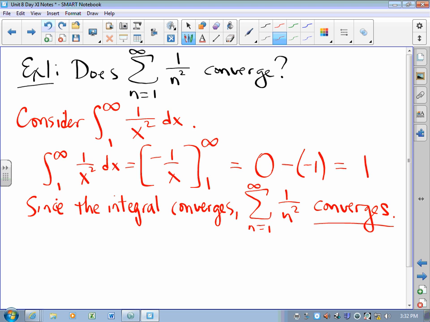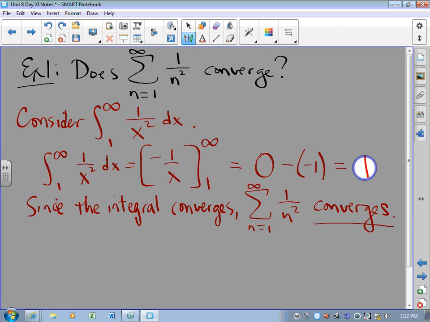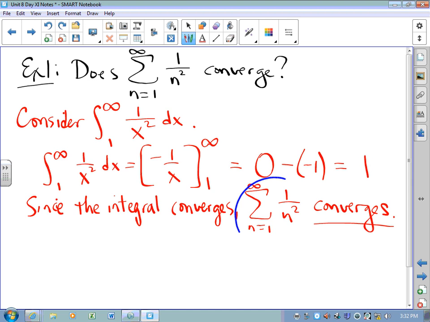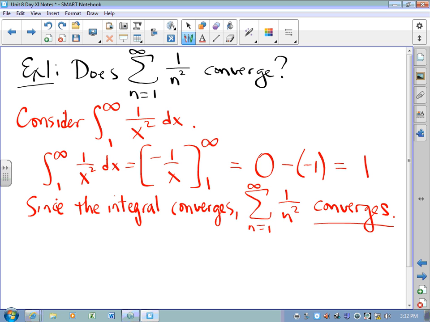I will point out here, it's a pretty big deal. 1 is the value of the integral. It is not the value of the sum. The series converges to pi squared over 6. There is no connection between the number you get here and the number that this is. There is no connection whatsoever. Don't look for one.